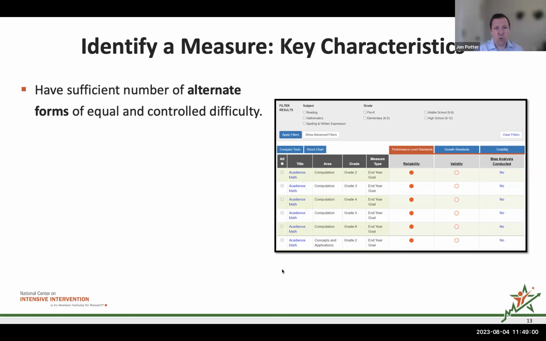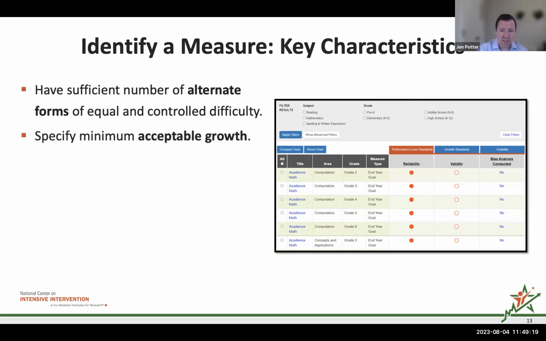And so we want to have a sufficient number of alternate forms, and usually that's 20 or more forms, because we want to be able to monitor students across the year. So if we're monitoring each week or every other week, we have enough forms to get through a year to be able to monitor their progress across the course of the year.